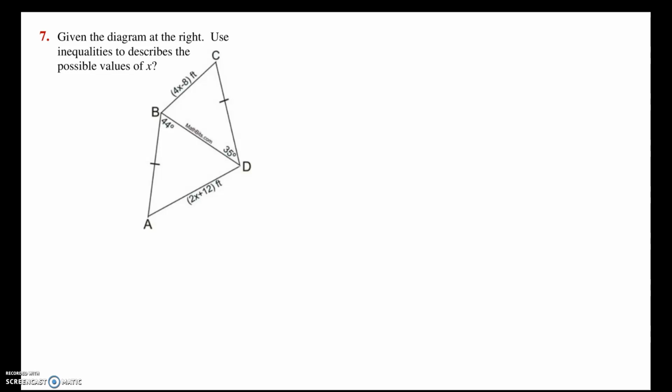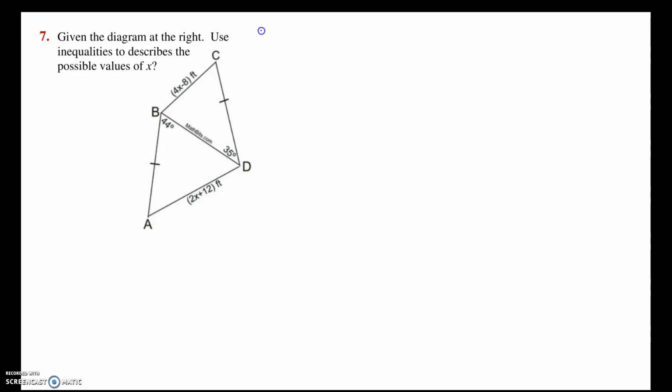Hey guys, this is number 7 from your Hinge Theorem homework from last night. It says, given the diagram, we want to find the inequality that would best describe the possible values for x. So before I get started, I need to make sure that my side lengths are greater than 0, because I can't have my side length be equal to 0.